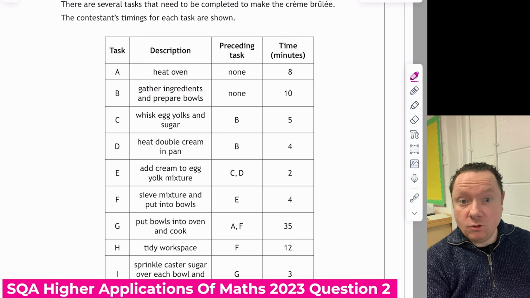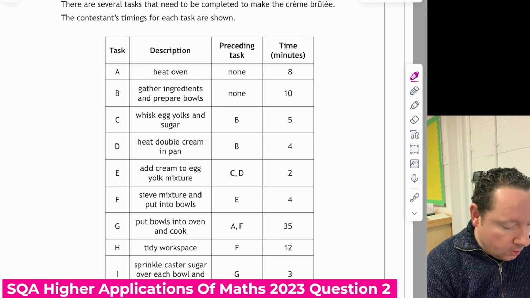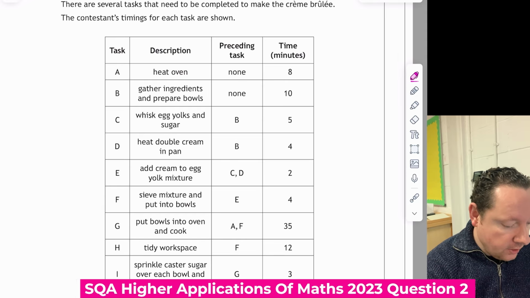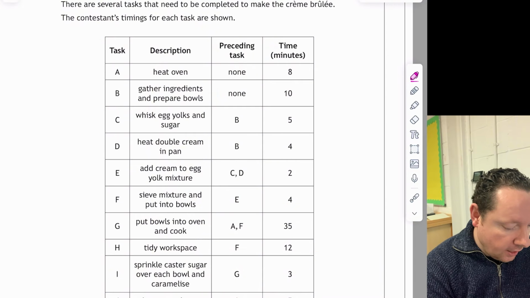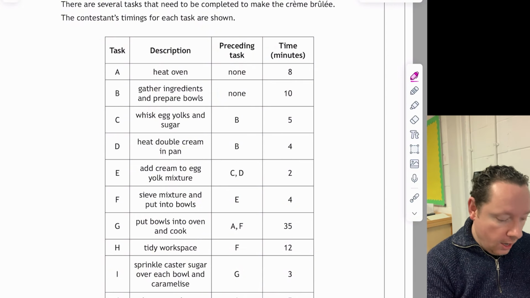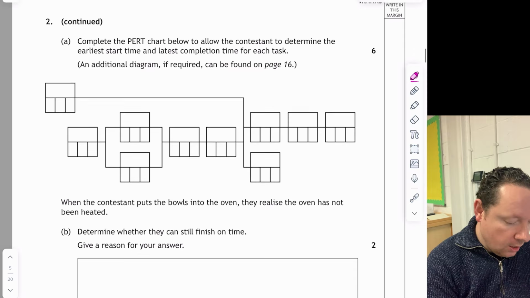Basically, Higher Applications of Maths 2023, question 2. In a coupon competition, a contestant has 80 minutes to make a creme brulee. There are several tasks to complete, with contestants' timings shown for each task below, and we have to complete a pair chart, as shown below.